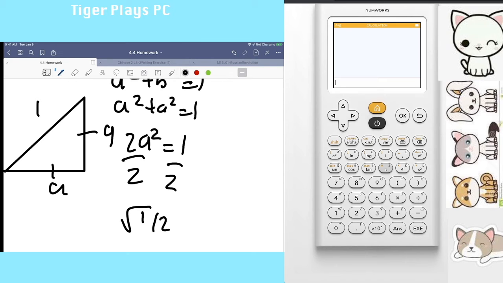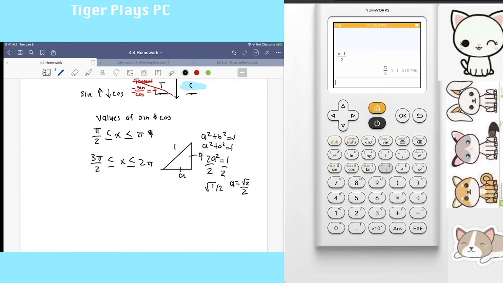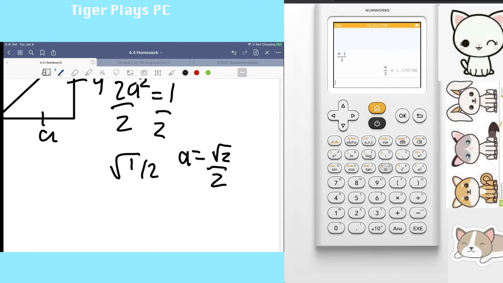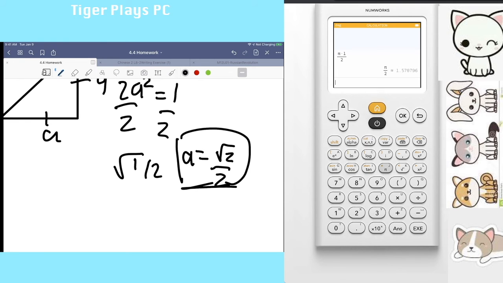The square root of 1 over 2 is radical 2 over 2. So we know a equals radical 2 over 2, right? But you should already know this. I'm just proving it right now in your unit circle right here. You should already know this, but just in case you don't, I'll rewrite it for you. Alright, so we got a equals radical 2 over 2.